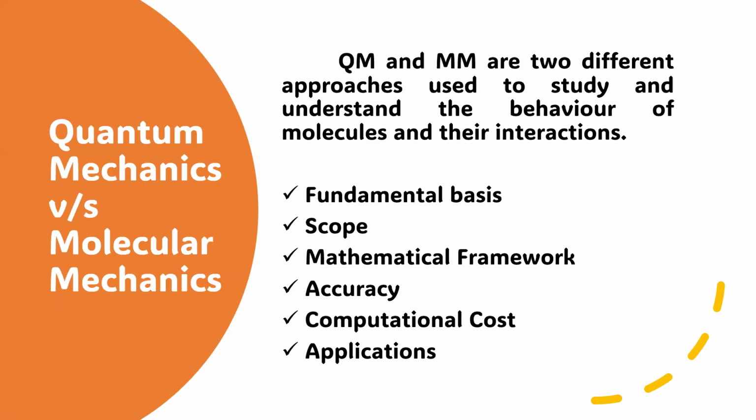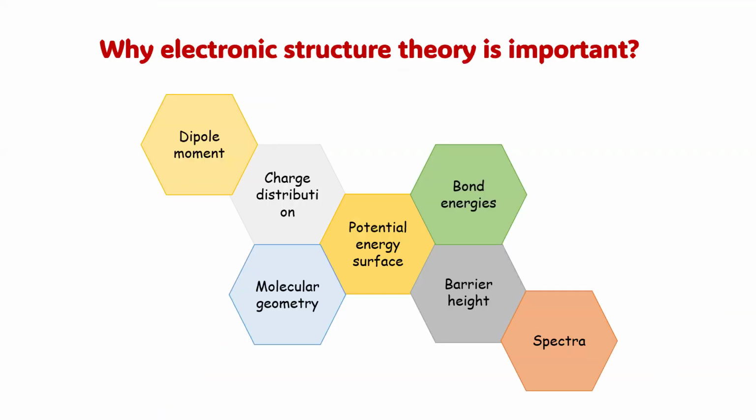Okay, if it is clear, let's move on to the next slide. Yes. So now I told you that this electronic structure is very important. We have to study it, because by studying the electronic structure, we get various properties. We are using quantum mechanics and molecular mechanics to study the electronic structure, like electronic structure theory. Now the question will come: why is this electronic structure theory important?